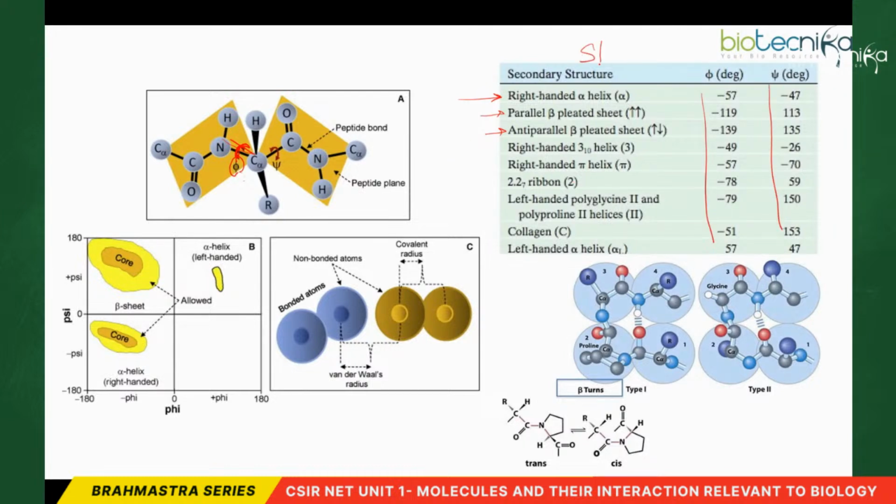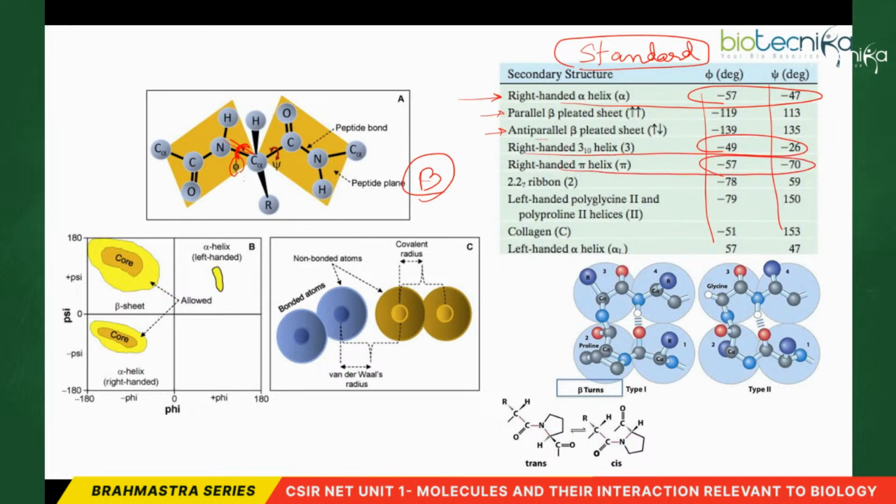These are the standard values, and you are supposed to know the standard values. Now, what is the question saying in statement B? That if you have the phi psi angles both in the negative range, negative degrees. Now you will see that in your alpha helix, both phi and psi have negative values. Then the right-handed 3-10 helix also has negative values, and this also has negative values. Both phi and psi are negative.